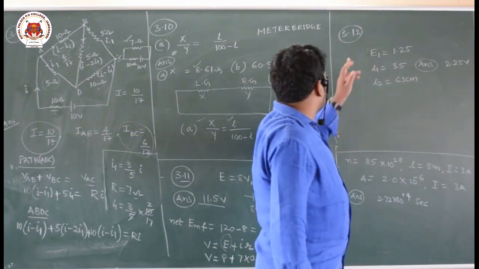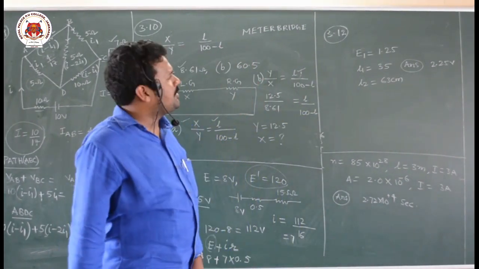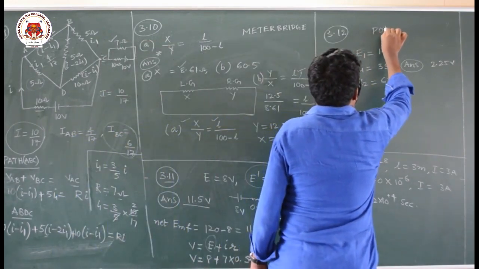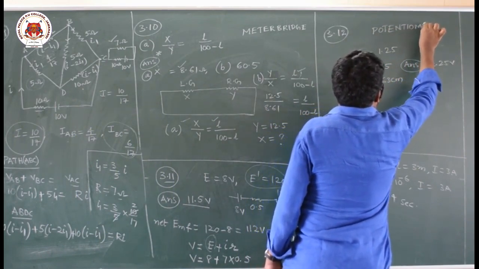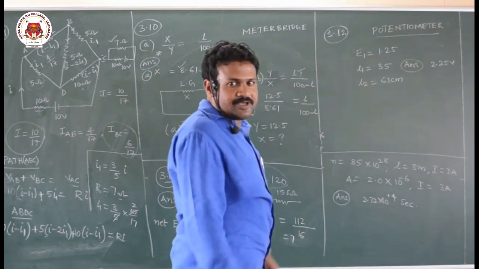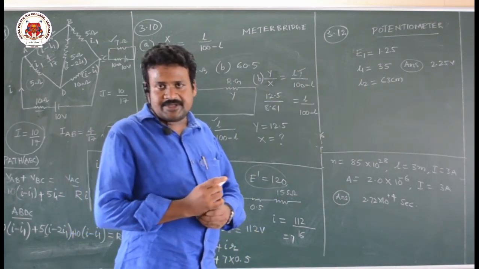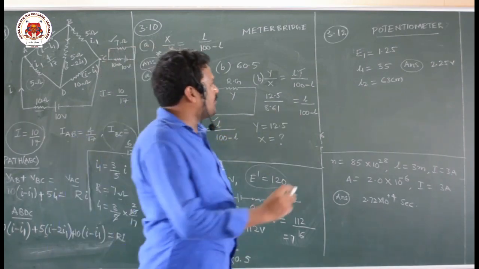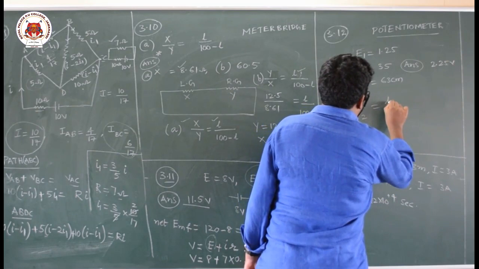And next, coming to question 3.12. This question is based on the potentiometer. You can refer back to our video on the potentiometer, where we discussed the comparison of cells. Once again you can recap from the lectures we have already discussed. In the second video I clearly explained how to compare the EMF of two cells. What is the formula for comparison? E1 by E2 is equal to L1 by L2.